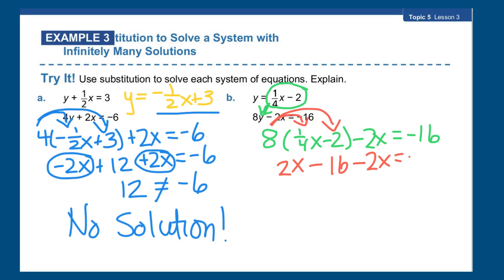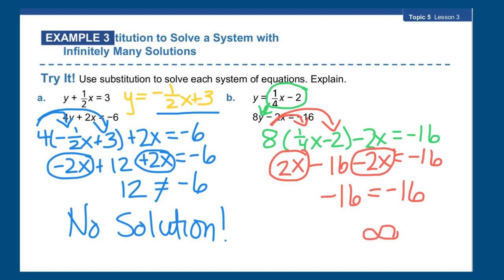Copy, copy, copy. When I go to combine like terms, look what happens. Those are going to cancel. And that means this is going to be a true statement every time, no matter what your variables are. And so there are infinitely many solutions.